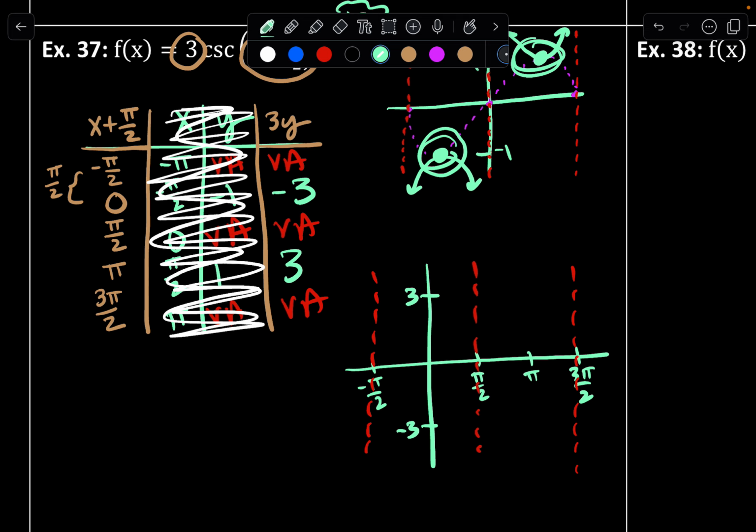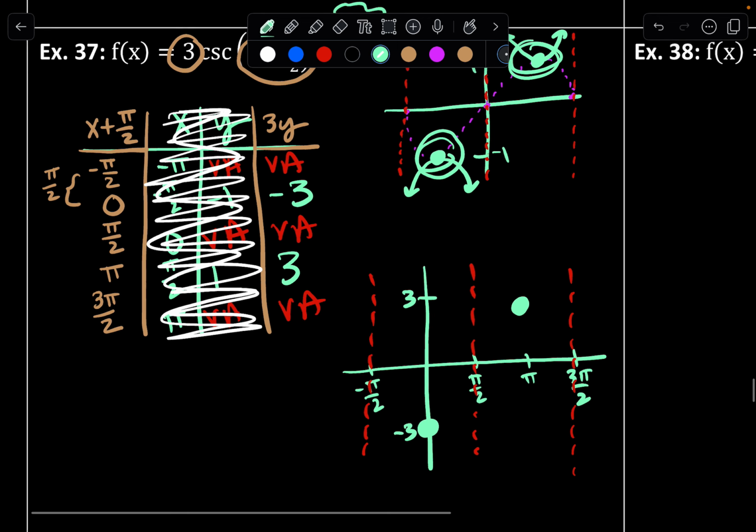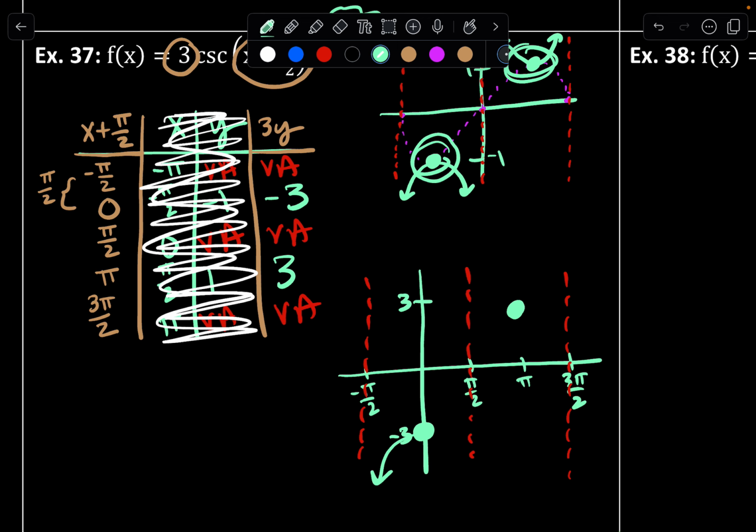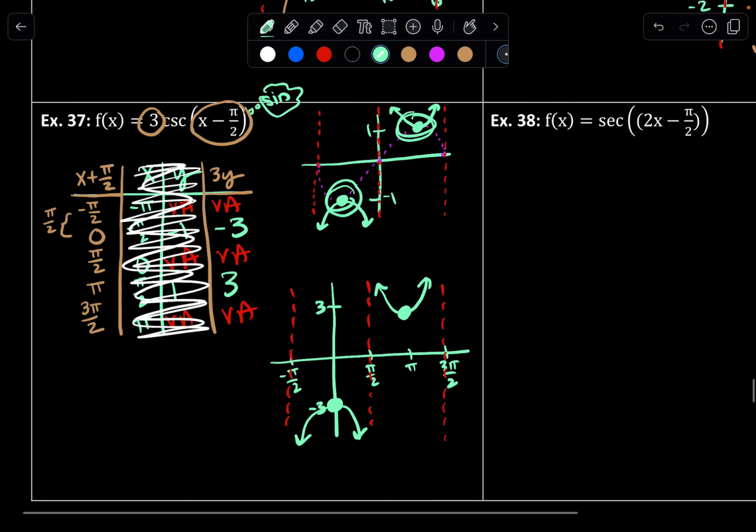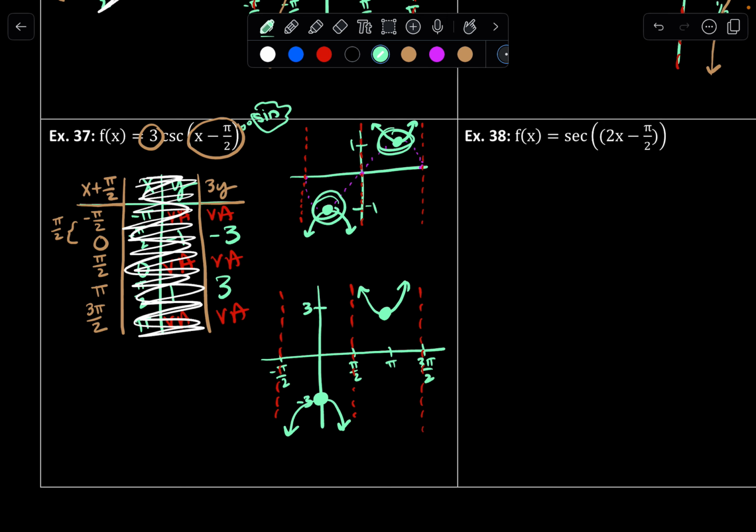That relative extrema will be at 0, negative 3, and then pi, positive 3. And again, the concavities are going to go away from the x-axis. It's going to have the opposite effect as sine, where they are going towards the x-axis. And here is our sketch for cosecant, the transformed function of cosecant.